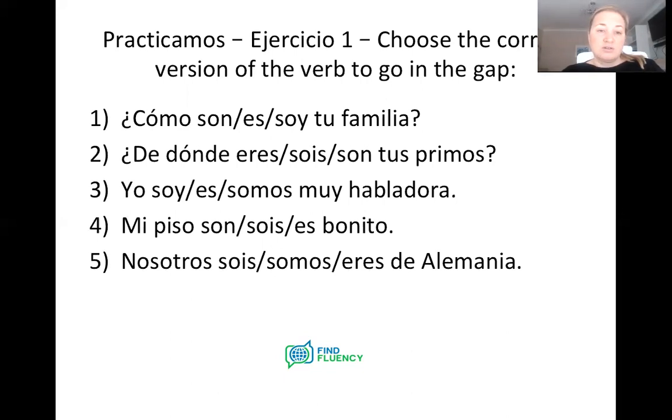Okay, so mi piso for number 4 is my flat or my apartment. Okay, and bonito means nice or pretty. And then number 5, Alemania is Germany. If you've done the lesson on countries, you'll know that. So Alemania is Germany, so it's where somebody's from.